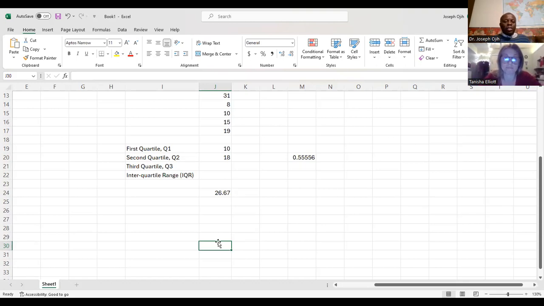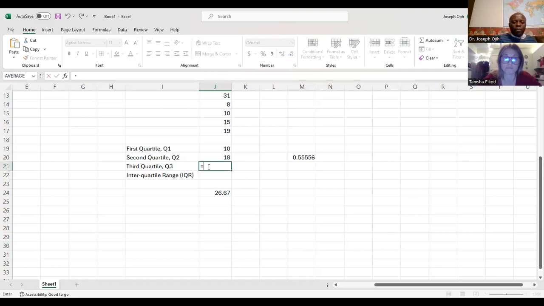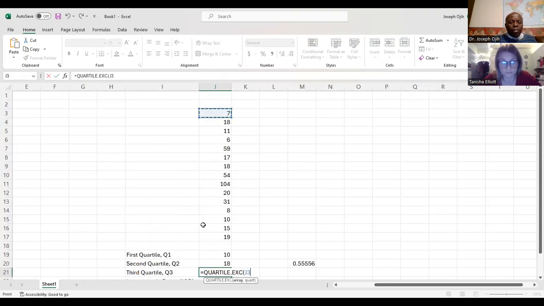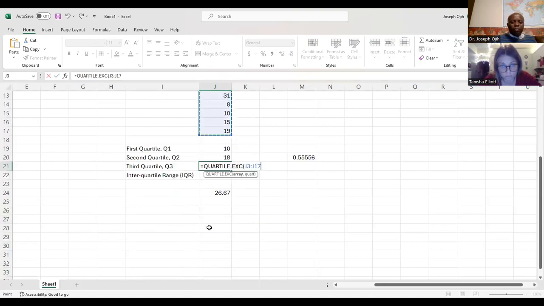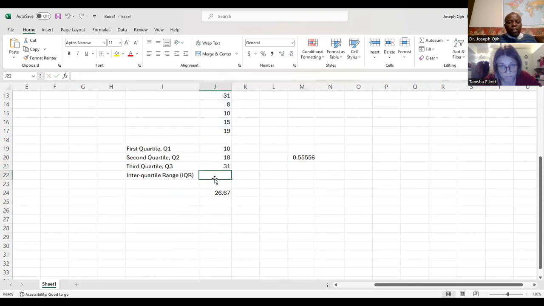Now, let me finish this and then we can end the class. And if anybody has a question, they can ask me. So quartile, it shows up. Double click, highlight all the numbers, comma, and for the third quartile it is 3. Then press the enter key. That's it. Now, the interquartile range is Q3 minus Q1. This is Q3 minus Q1, which is 21. So that's how Excel simplifies it.